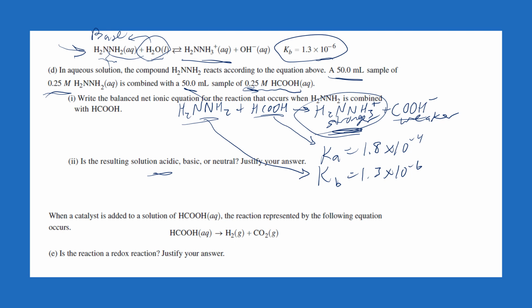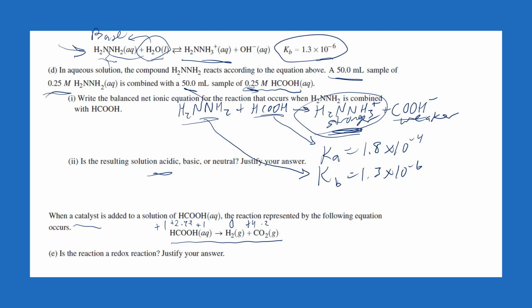And then for part E, this time we're using a catalyst. When a catalyst is added, this reaction occurs, okay? Is it a redox reaction, and justify your answer? Anytime you're looking at redox, you should use oxidation numbers. So elements by themselves have an oxidation number of 0. Hydrogen in a compound has a positive 1. Oxygen is -2 in a compound. And then it really doesn't matter what the carbon is. This one's +4. This one's +2. I can add. Okay.